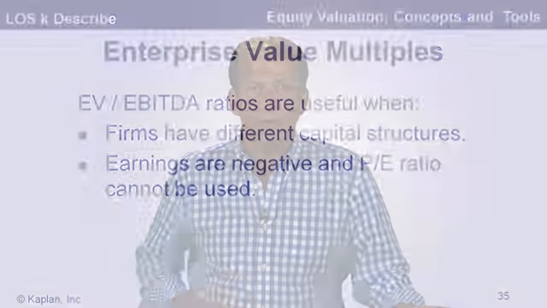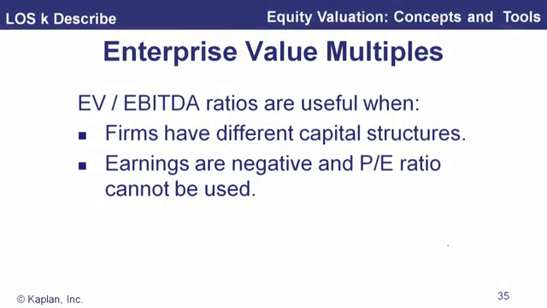And when are these useful? Well, if firms have different capital structures, because we've taken the debt effects out of there, we might have two firms, one is 40% funded by debt and one is 30% funded by debt. Well, how do we compare those with earnings numbers? Well, we're going up a little further on the income statement to this EBITDA, as I mentioned. And so that allows us to compare these multiples for two firms, even when those firms don't have the same capital structure. They don't have the same debt to assets or debt to equity ratio.